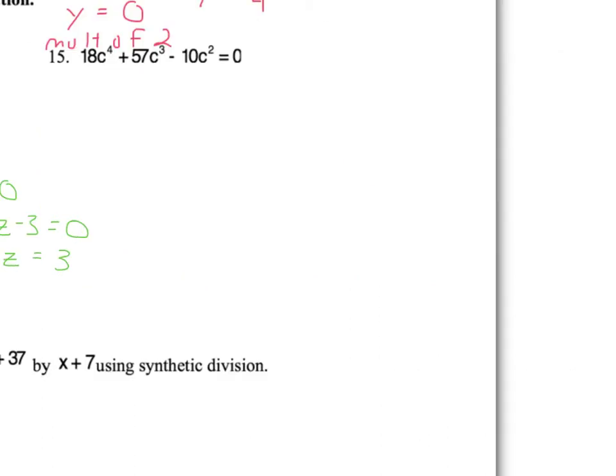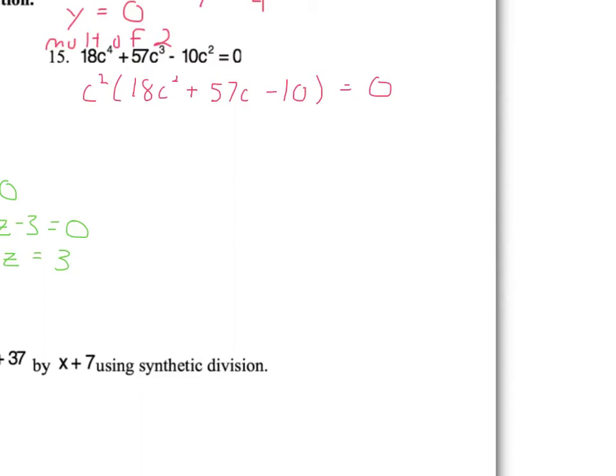For number 15, I'm going to first factor out, looks like all I can factor out is a c squared. And I have 18c squared plus 57c minus 10 equals 0.